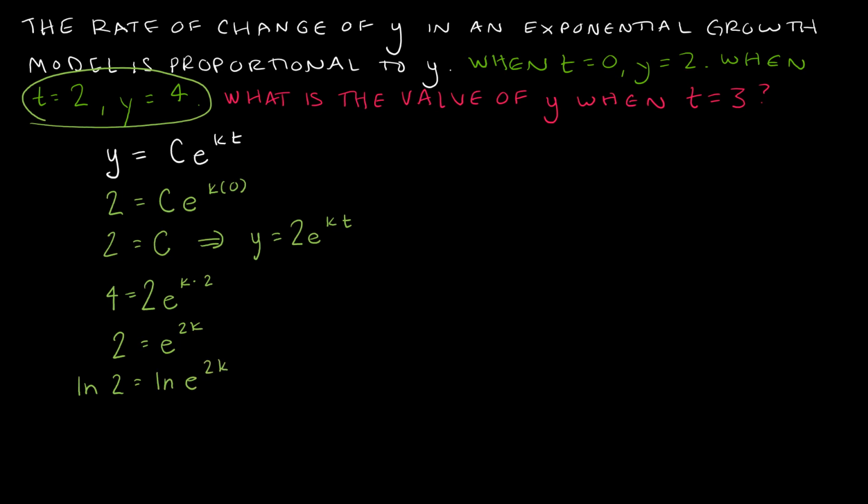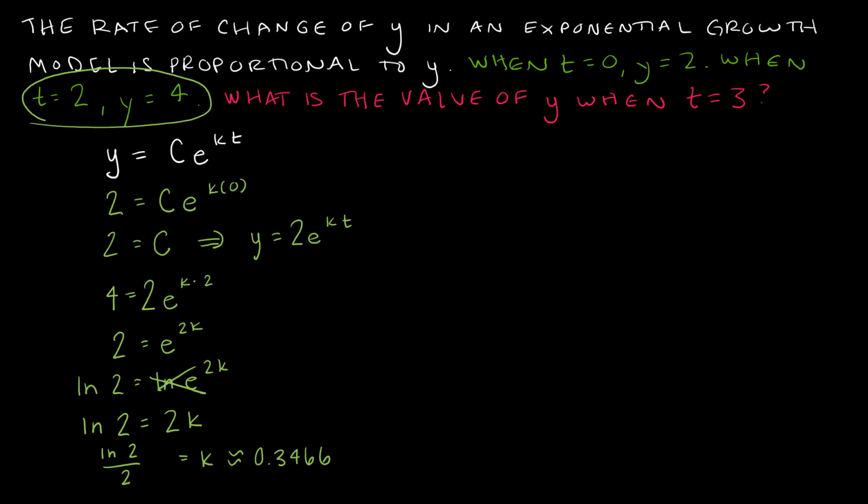And remember that on this side, natural log of e is essentially going to go away. So I have natural log of 2 is equal to 2k, and therefore k is equal to the natural log of 2 divided by 2. So if I use my calculator and take the natural log of 2 divided by 2, I get about 0.3466.